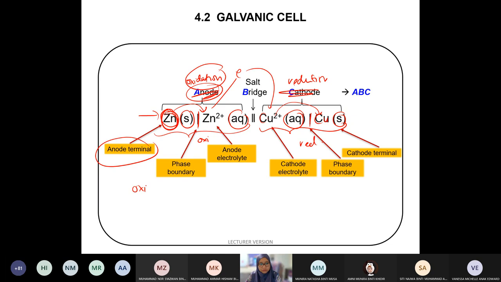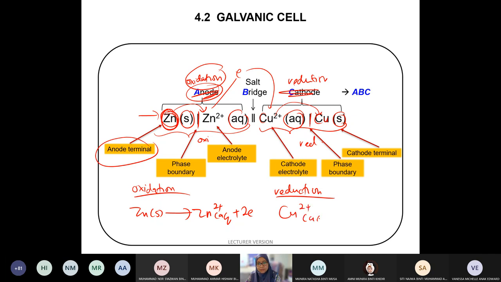So if you were to write the oxidation equation, how do you write it? Zinc in solid state will be oxidized to form zinc 2 plus, aqueous, plus 2e electron. See? Settle. How about reduction? If you were to transform into equation. Okay, so the copper 2 plus will accept the electron from the oxidation just now. It will accept the electron. See? You can accept the electron becoming copper solid.